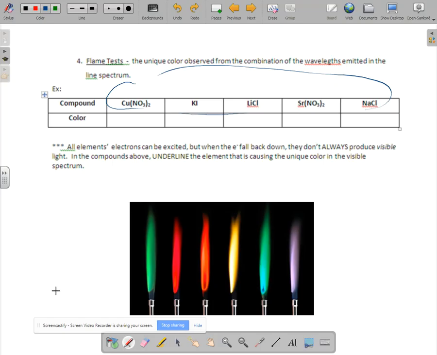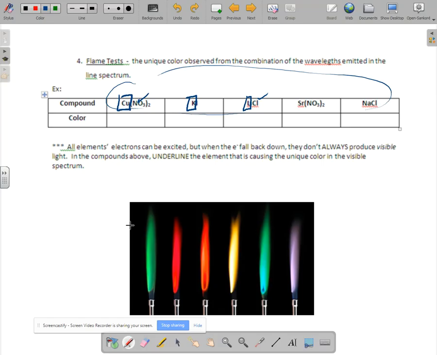Okay, and if you guys remember one thing from last year's experiment, it's that it was always the metals whose electrons got excited, and when they fell back down, they happened to produce wavelengths in the visible region. So nitrate and chlorine and the nonmetals, of course, their electrons get excited too, and they fall back down, but they're just not typically in the visible range. They might be in the UV sometimes, or they might be in the infrared.